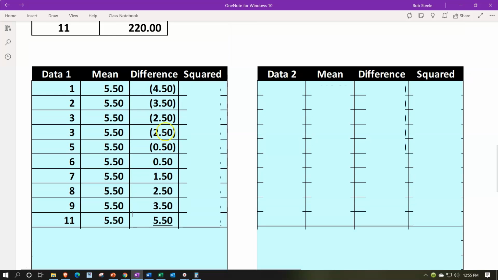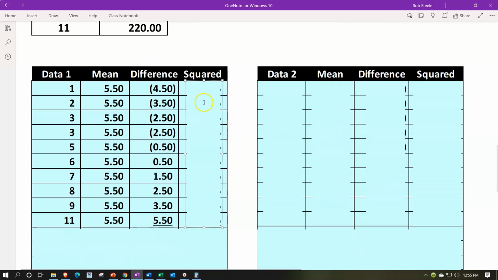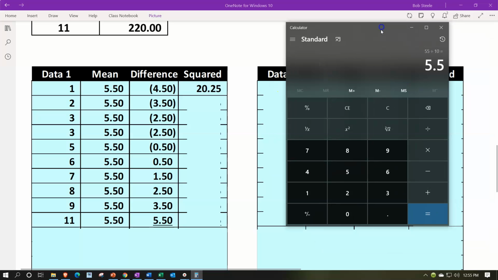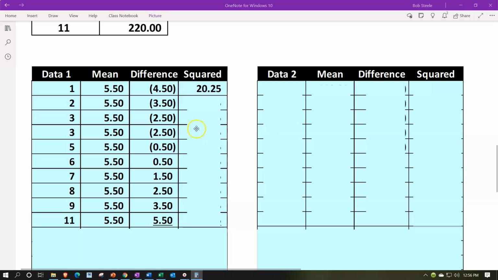So now we took our differences here, and now we'll square them. So that's basically our numerator. We're going to square them now. If I take the 4.5 and square it, I'll just do one of them in the trusty calculator here, we get 20.25. 20.25 gets rid of the negative and amplifies it.